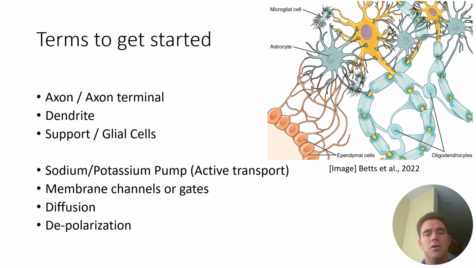In terms to know, hopefully you got some of this prior to. But the main one we're going to focus on is the axon terminal. The other terms are dendrite, a glial cell. We'll look at one specific glial cell today, but understand glial cells are support cells. Otherwise, for the actual function of the action potential, we're going to need to understand the sodium-potassium pump and membrane channels and gates.